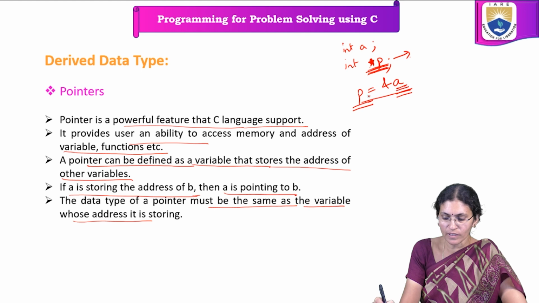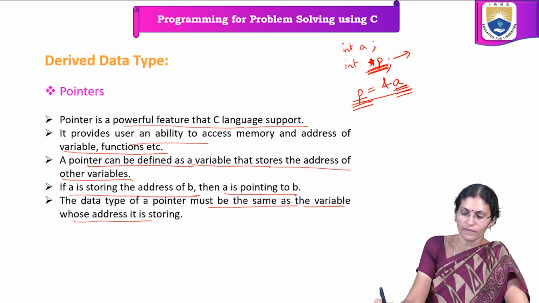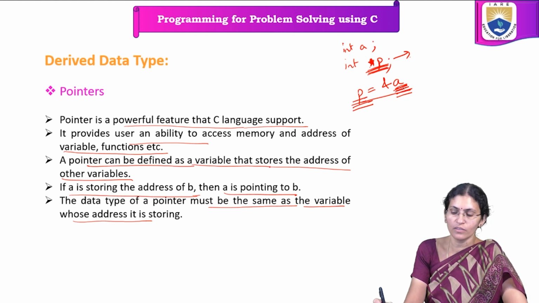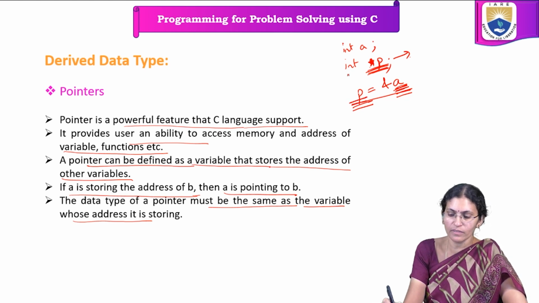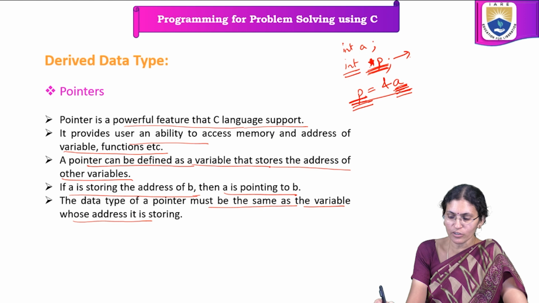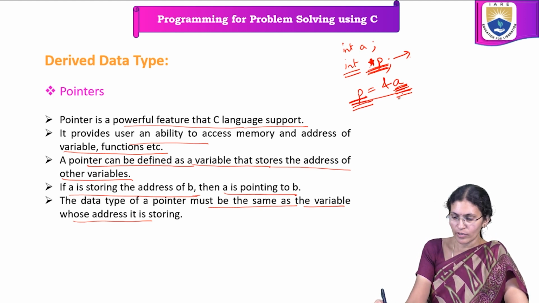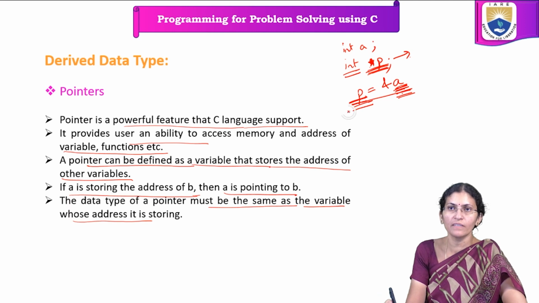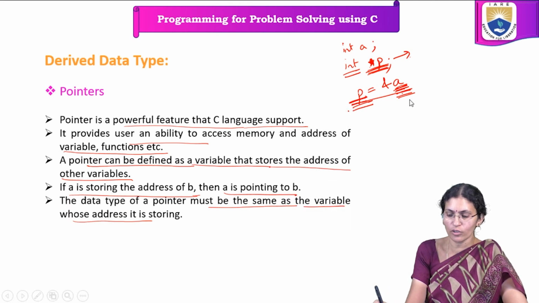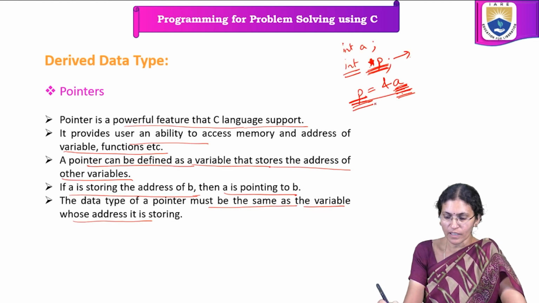So the data type of this and this one should be the same. Whatever value it is holding, this pointer should also be declared with the same data type, integer. So now you can say that P is pointing to A, or P holds the address of A. A is a normal variable, whereas P is a special variable which stores the address of another variable.